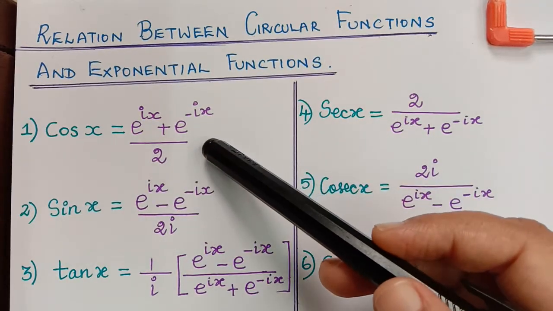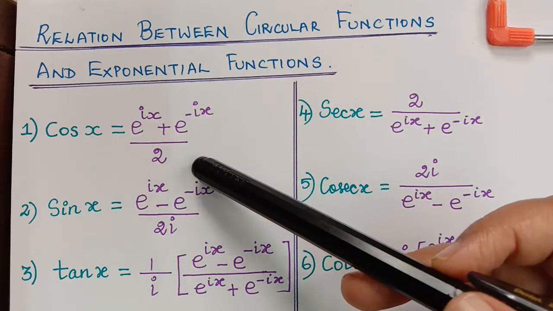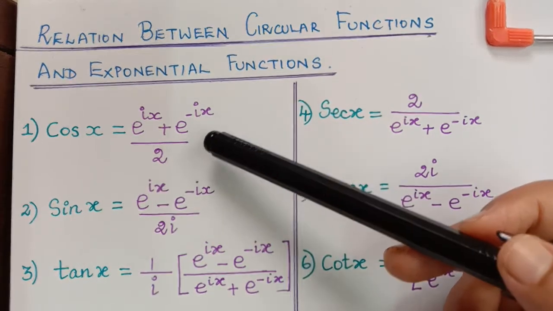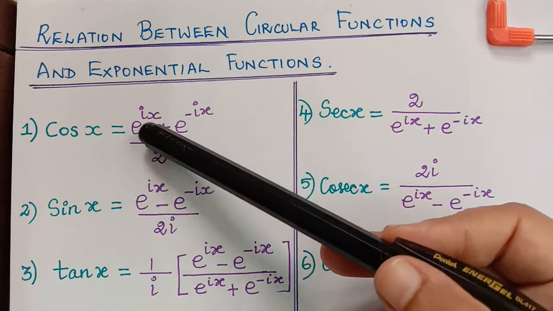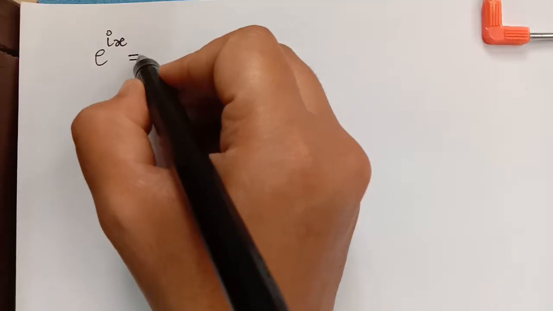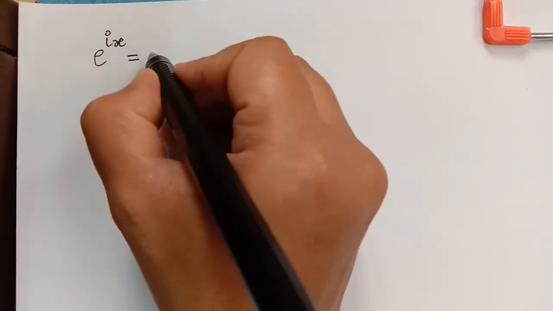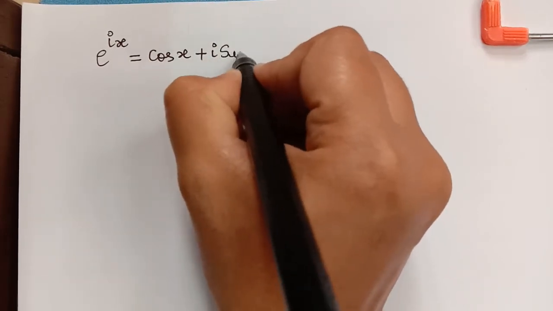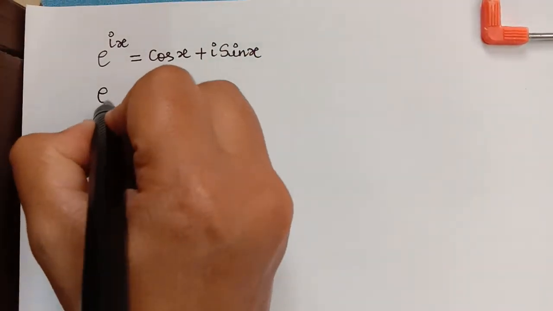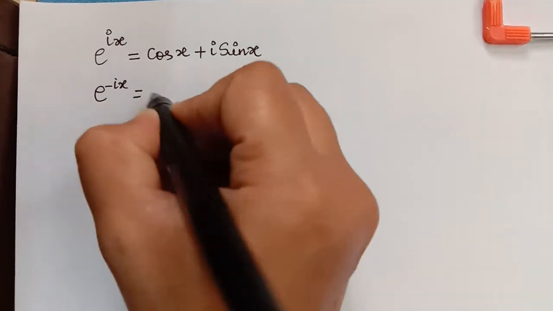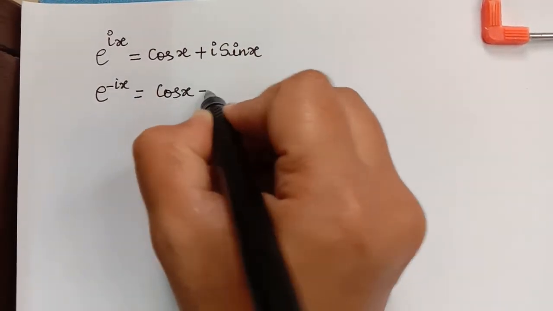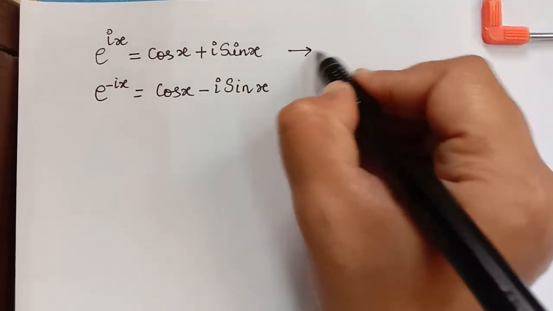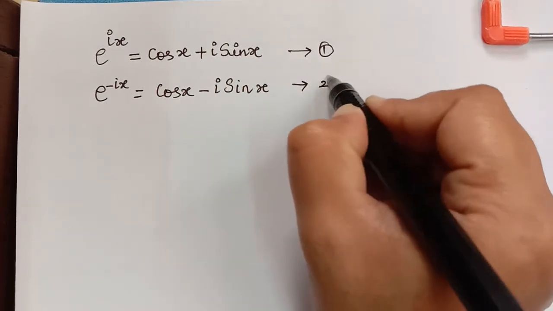So how did we get that? We obtained this by using Euler's formula. So we have already learnt about Euler's formula. So as per Euler's formula, what is e power ix? e power ix is given as cos x plus i sin x, and e power negative ix is equal to cos x minus i sin x. So this is known as Euler's formula. So we can mark this as equation 1 and this as equation 2.